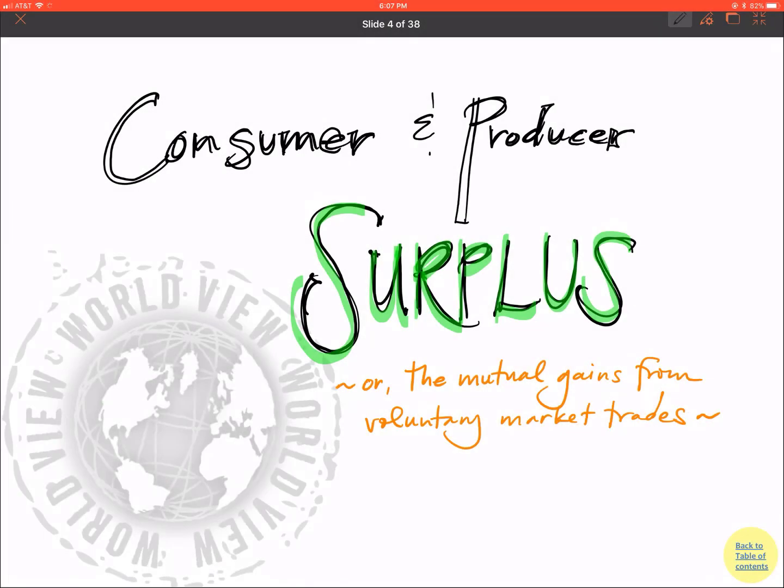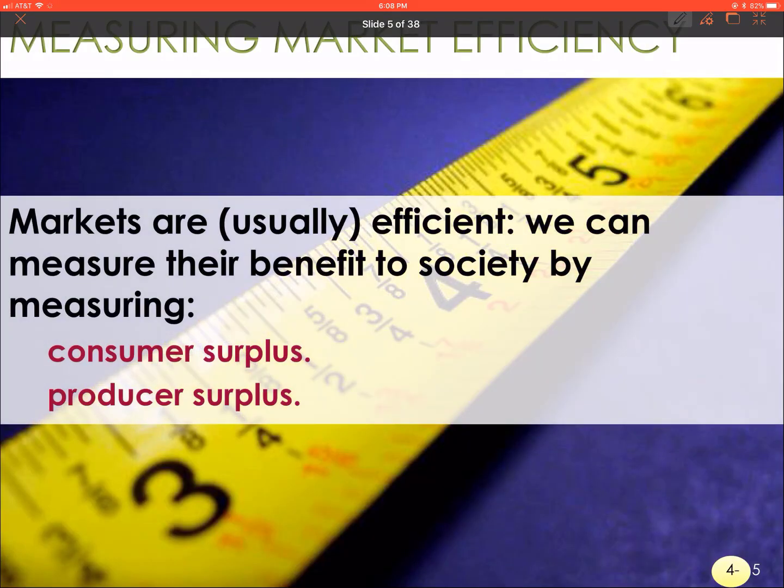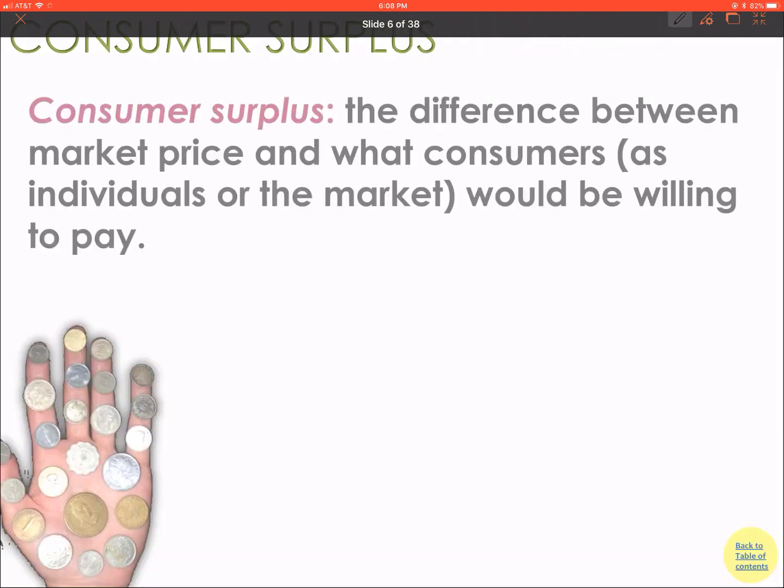So this is a little tutorial on consumer and producer surplus, or the mutual gains from voluntary market trades. In economics, we assert all the time that markets are usually efficient, but how can we actually prove that? Well, we can measure the benefit to consumers and the benefit to producers when they trade with each other.